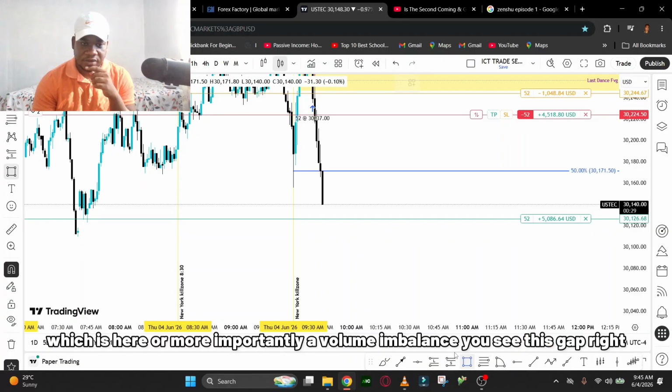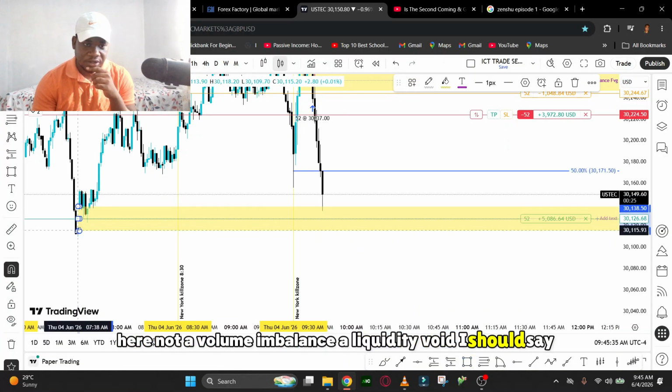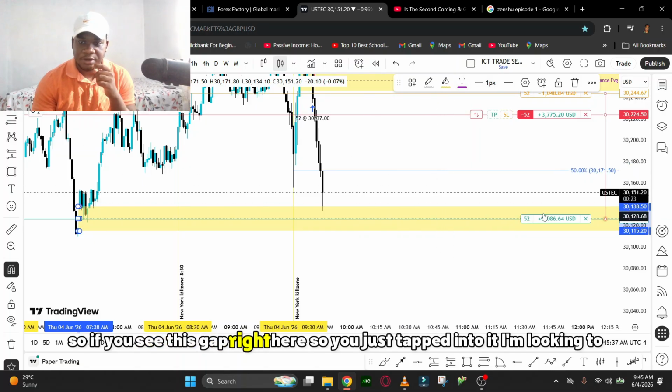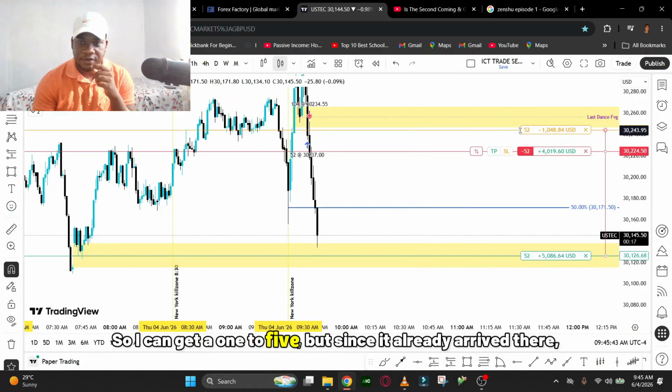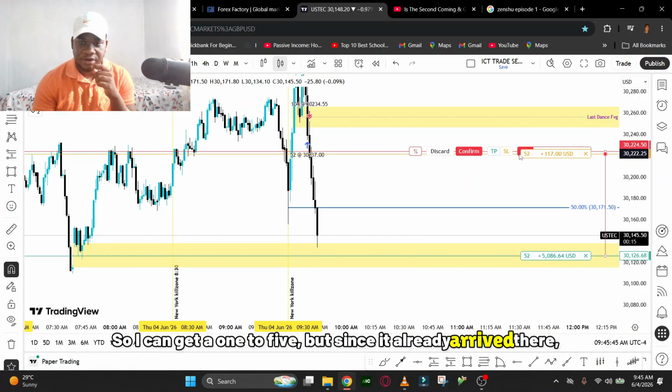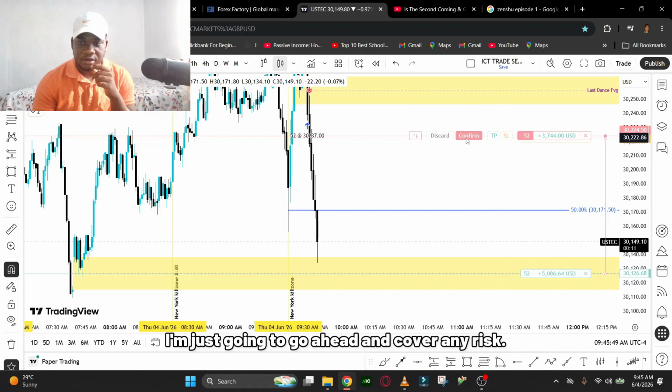You see this gap right here? Not a volume imbalance, a liquidity void, I should say. So if you see this gap right here, it just tapped into it. I'm looking to see it dig further into the midpoint so I can get a 1 to 5. But since it already arrived there, I'm just going to go ahead and cover any risk.